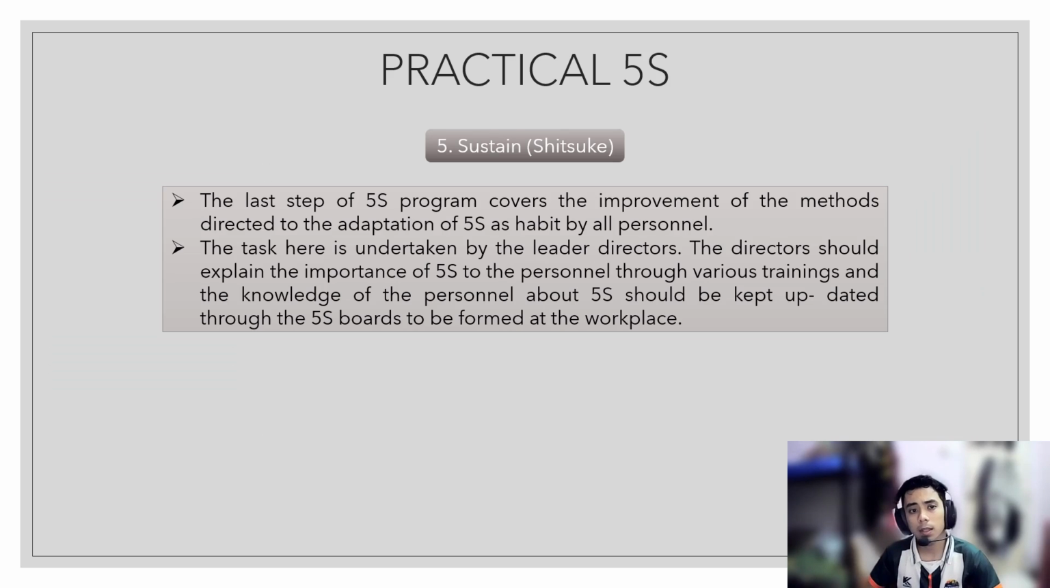And lastly, for practical 5S is sustain, or shitsuke. The last step of the 5S program covers the improvement of the method directed to the adaptation of 5S as a habit by all personnel. The task here is undertaken by the leader directors. The director should explain the importance of 5S to the personnel through various trainings, and the knowledge of the personnel about 5S should be kept updated through the 5S board to be found at the workplace.